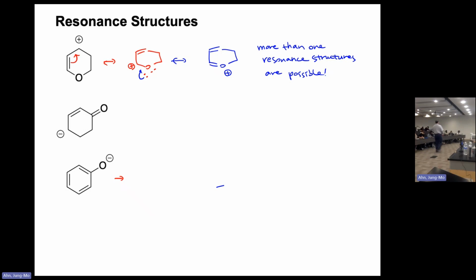Can it make another one? How many resonance structures do you have to come up with? Do I always tell you how many you draw? And the answer is no. I'm not going to say how many you have to draw. So even after you got this, you should question, can you draw more resonance structures after that? All right?